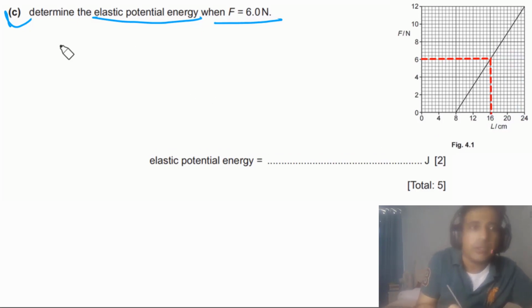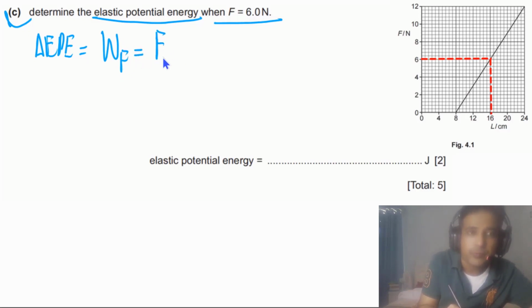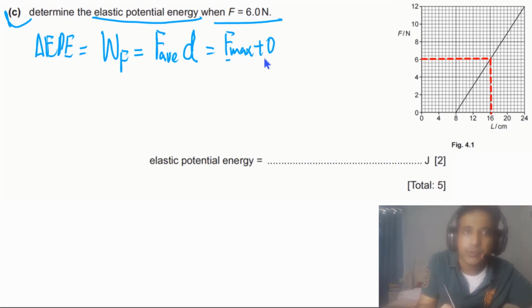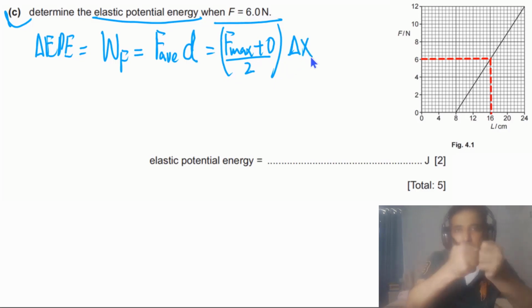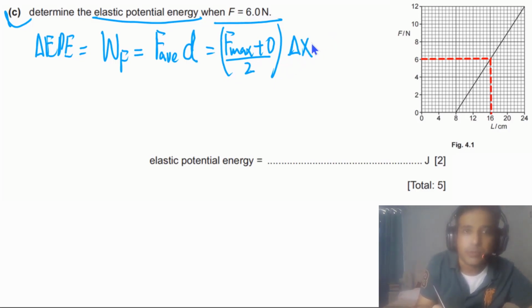We need to calculate in this case delta EPE, meaning the change in elastic tension energy, and the change in elastic tension energy will be equal to the work done by applied force. Work done by applied force will be equal to the average force times distance, because in this case force is not constant. So F average will be equal to F max plus 0 divided by 2, because force started from 0, times distance d. Distance d will be equal to x, meaning delta x, the extension.